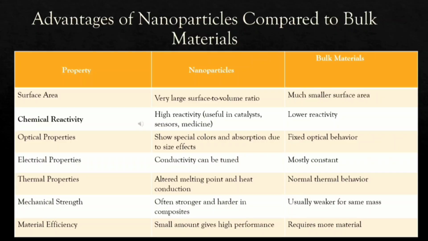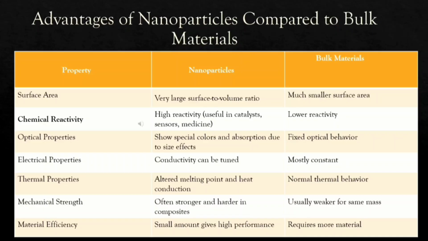In this slide, we can see some advantages of nanoparticles compared to bulk materials. First, surface area. Nanoparticles have a very large surface to volume ratio compared to bulk materials. Because of this, they show much higher chemical reactivity, which is useful in applications like sensors, medicines, and catalysts, where bulk materials usually show lower reactivity.